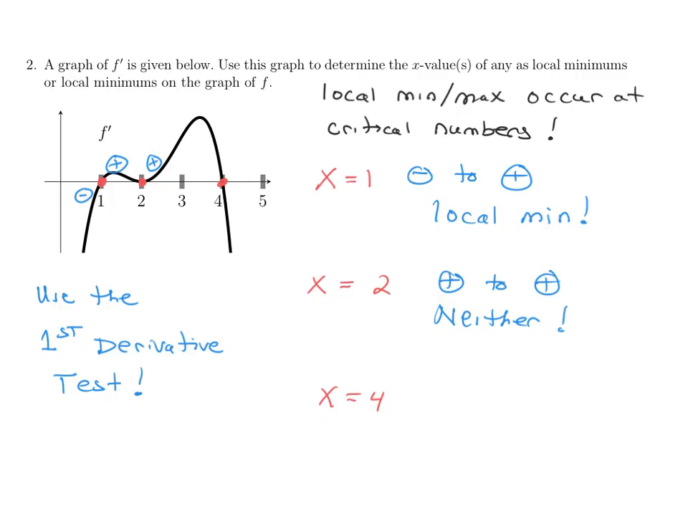And then lastly, at 4, the derivative goes from a positive number to a negative number. So positive to negative. When that happens on the derivative, that means the original function is increasing, then decreasing. Therefore, there must be a local max. So again, we use the first derivative test. This is what the derivative was doing just by looking at the graph of the derivative. And from that, we can infer what is happening on the original function itself.